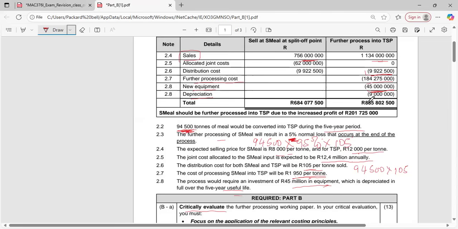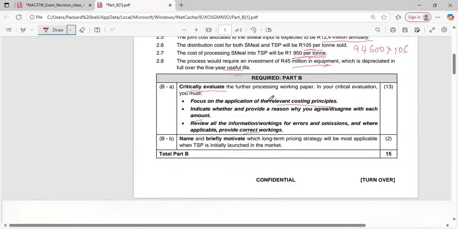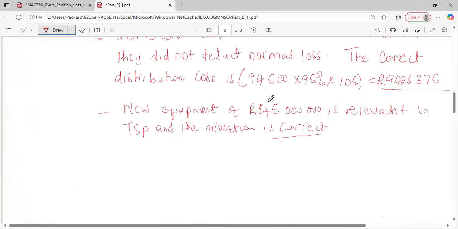The figure is correct, but is it relevant? Depreciation, that's another thing. The figure is correct. The calculation for depreciation is correct. But is depreciation relevant? No, I think it's not relevant because the machine is still going to depreciate even if there's a further process or not.